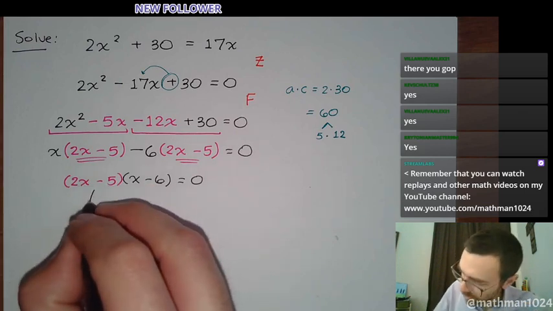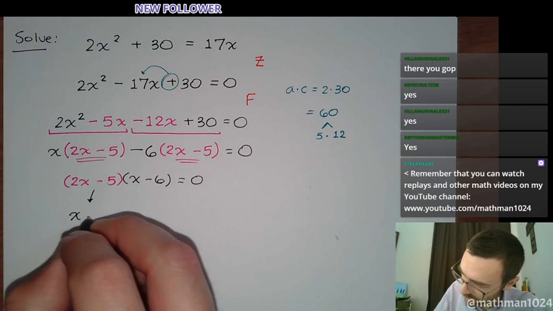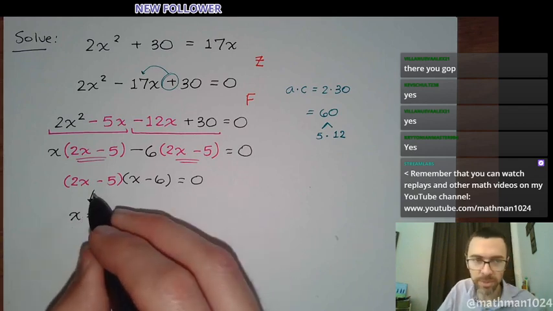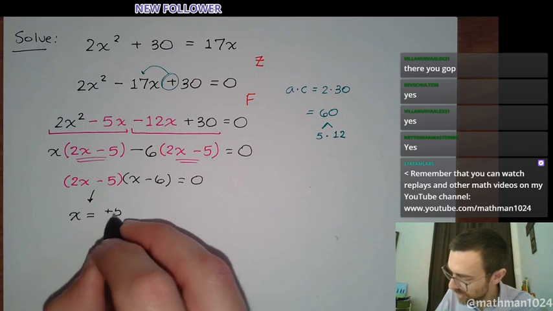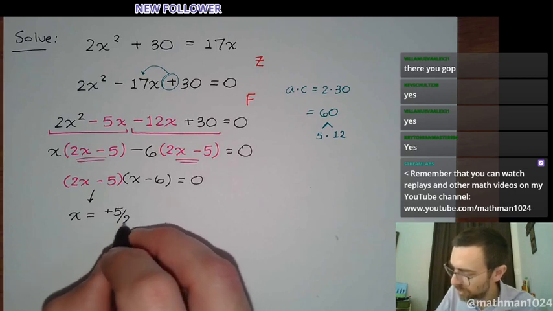So from here, when we set this equal to 0, x is going to equal, now think about the steps you would take to get x by itself. The first thing would be to add 5, and then you need to divide both sides by 2.